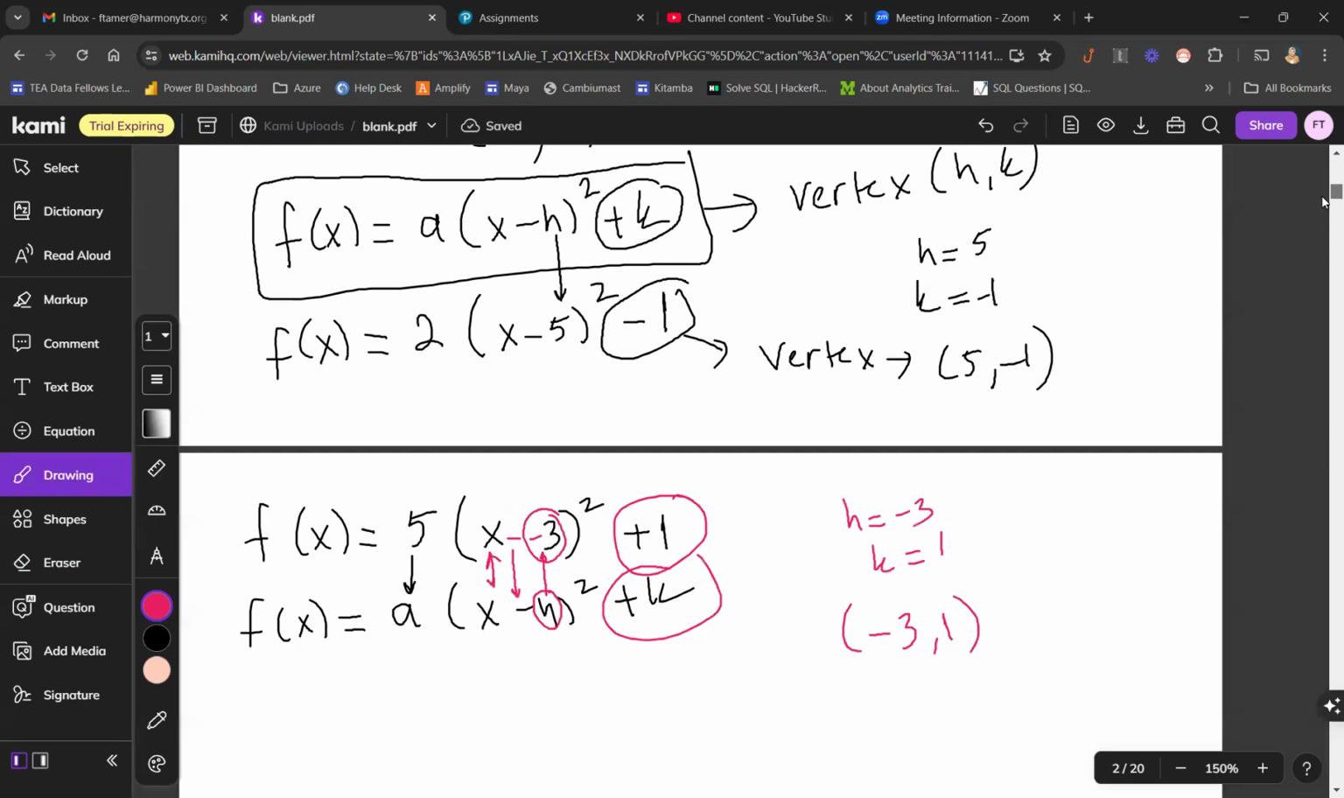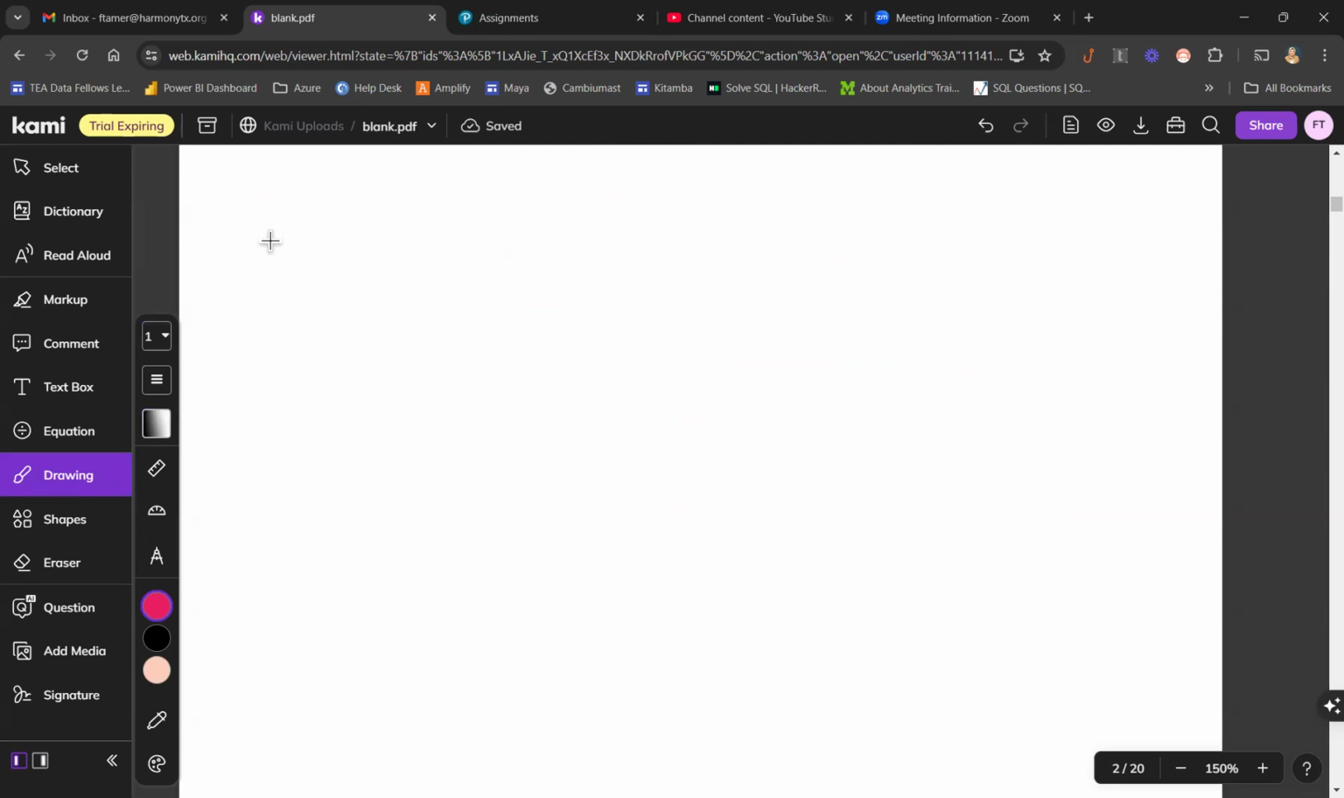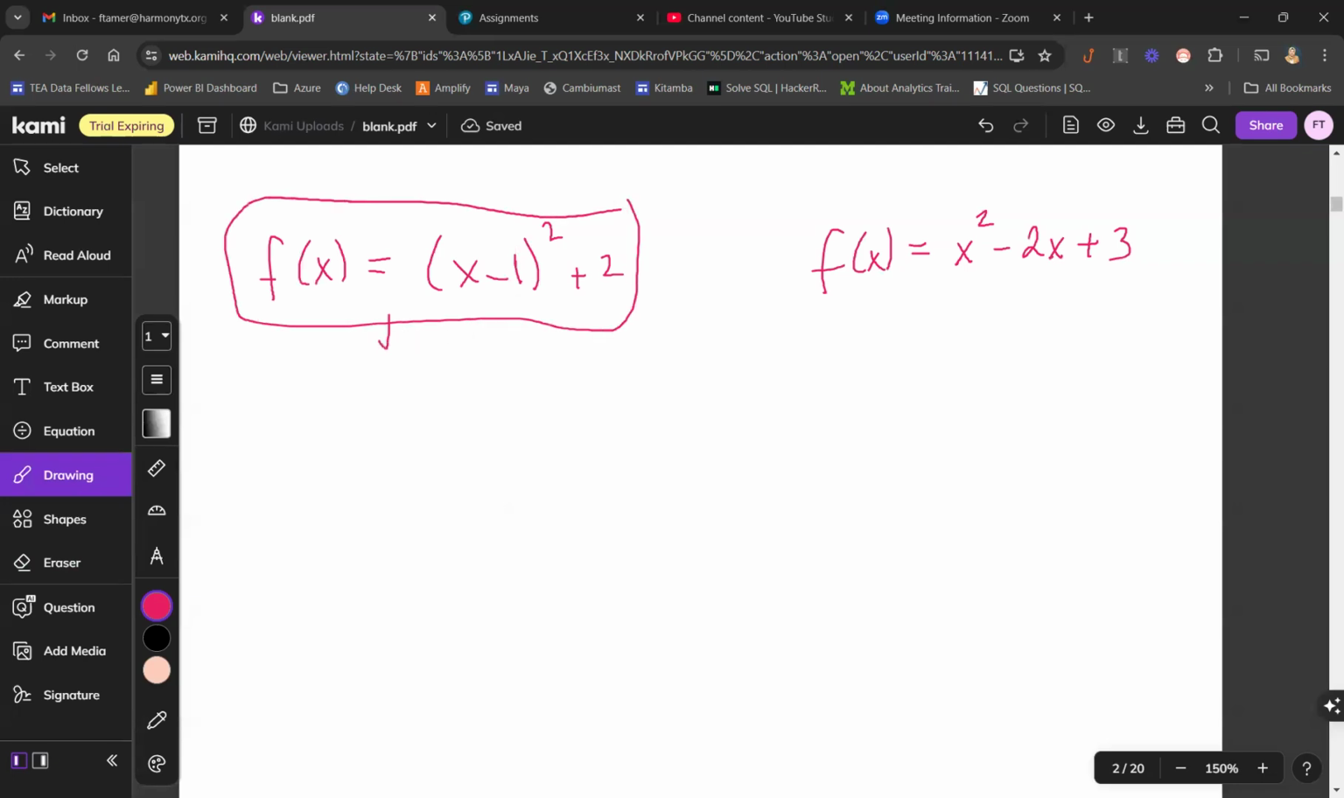So when we have quadratic functions, for the same function, I can either have this format, or this same function, I can express it as x squared minus 2x plus 3. So when you happen to graph (x minus 1) squared plus 2 and x squared minus 2x plus 3, they both will give you the exact same graph. But this is called the vertex form, and this is called the general form.